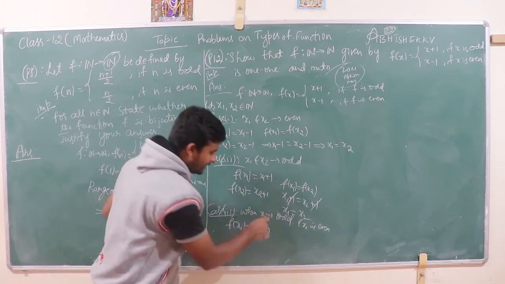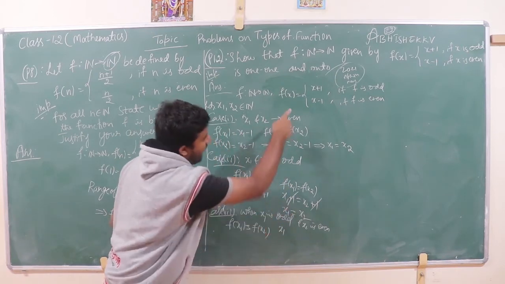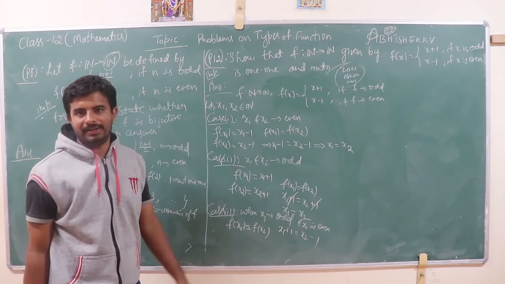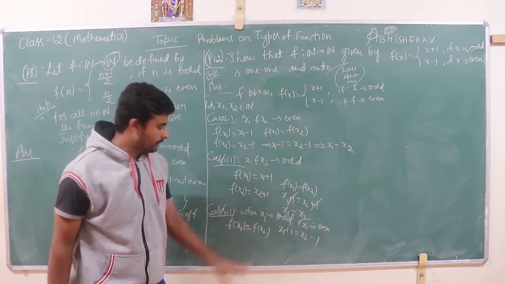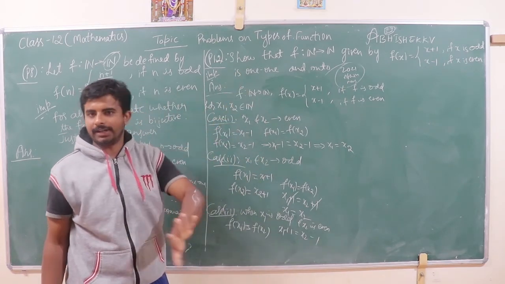See, if I consider the odd function, x1 is odd, right? For odd function, we have x1 plus 1. This is equal to x2 minus 1. Okay? F of x2 is what? Even function. So we write x2 minus 1. Here x1, x2 belong to the set of real numbers.